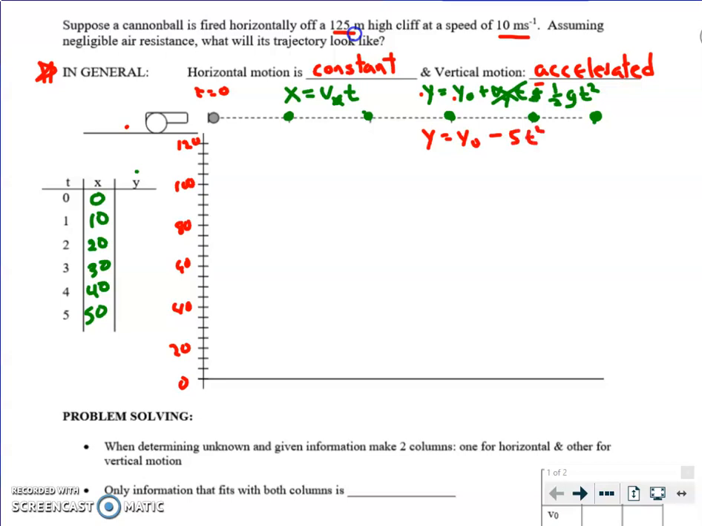So let's fill in this table here. At time 0, our height is 125. After 1 second, 1 squared is 1, times 5 is 5, our initial height is 125, so 125 minus 5 is 120. I'm going to now plot this in. I've gone over 10, I'm going to drop down to 120. So that's where the ball is after 1 second. Again, it's moved forward 10, it's fallen a distance of 5, which gives us a height of 120. After 2 seconds, 2 squared is 4, 4 times 5 is 20, 125 minus 20 is 85.